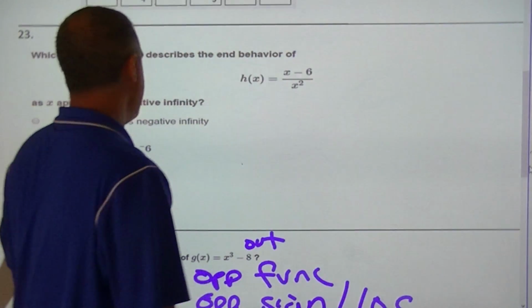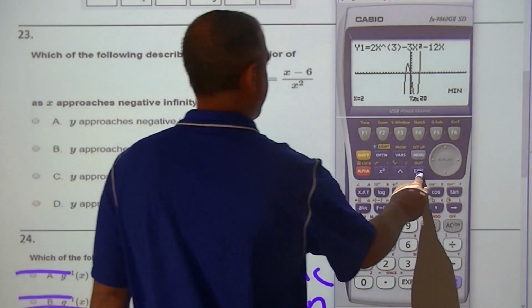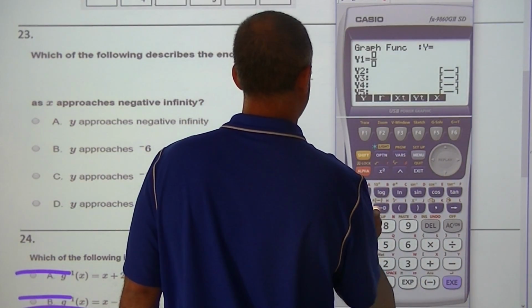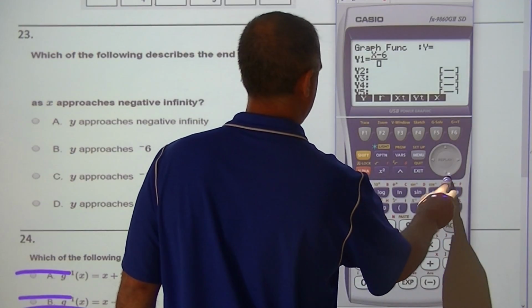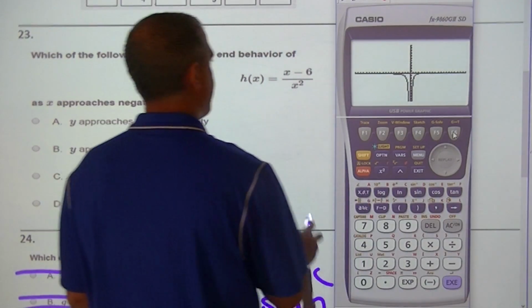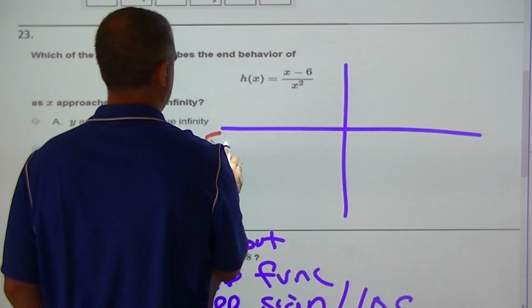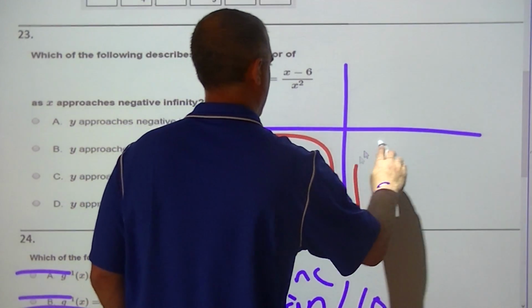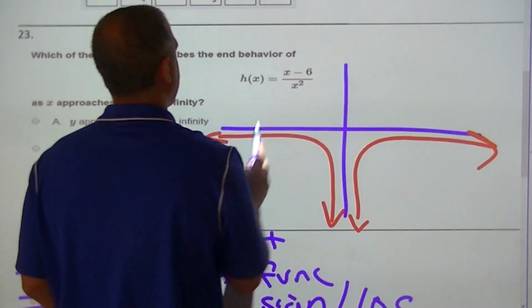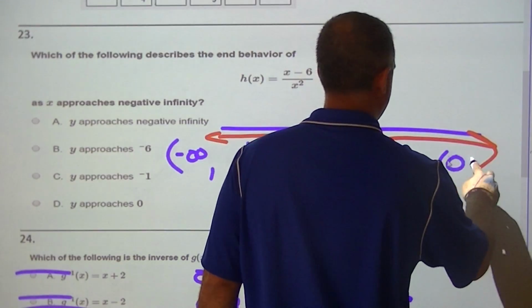Okay, 23. All right, I want to graph this. Okay, so what I got is I got this. It's going to level here and level here. Okay, now end behaviors are these. So this is a left arrow, this is my right arrow.